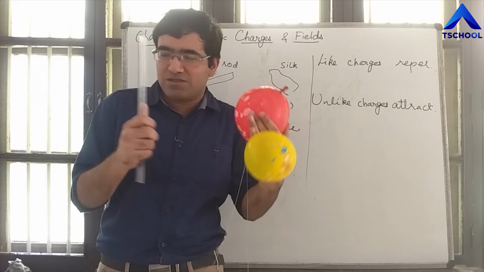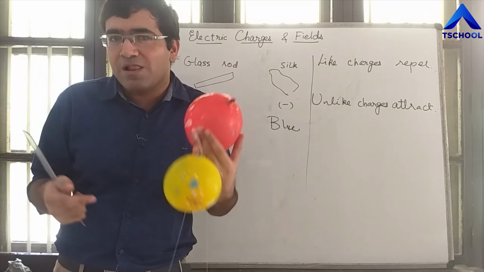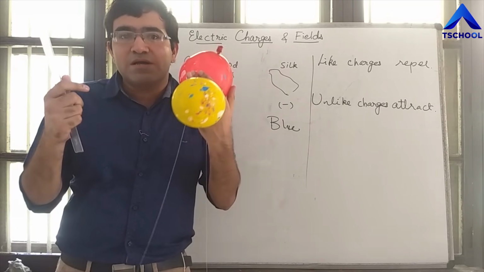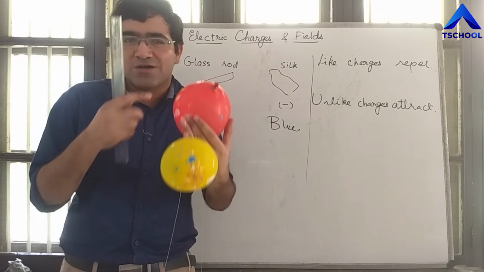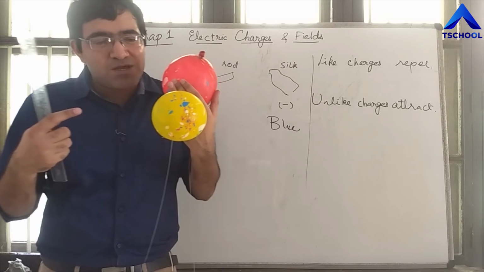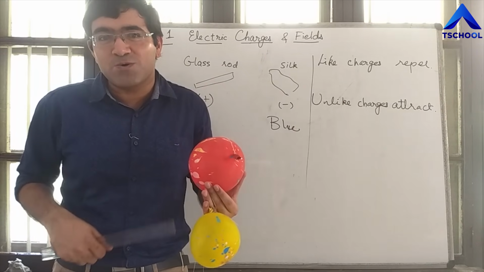That is, when they get charged by rubbing, both the balloons, red and yellow, will have the same kind of charge. That is, they will be like charges. Okay, so these two are like charges, and we'll see what happens when we bring them close to each other.